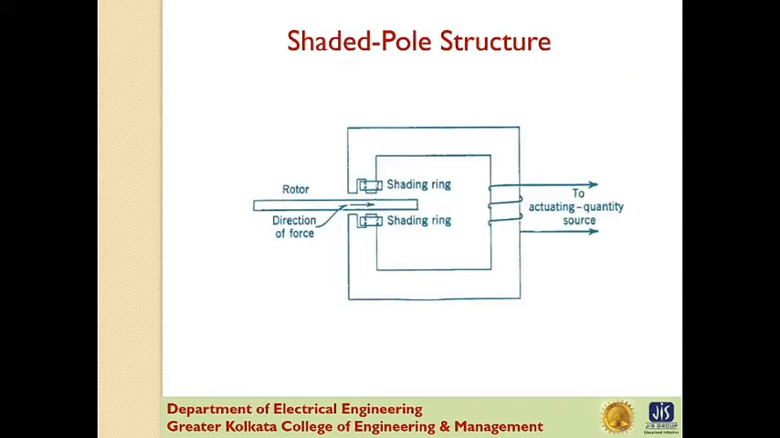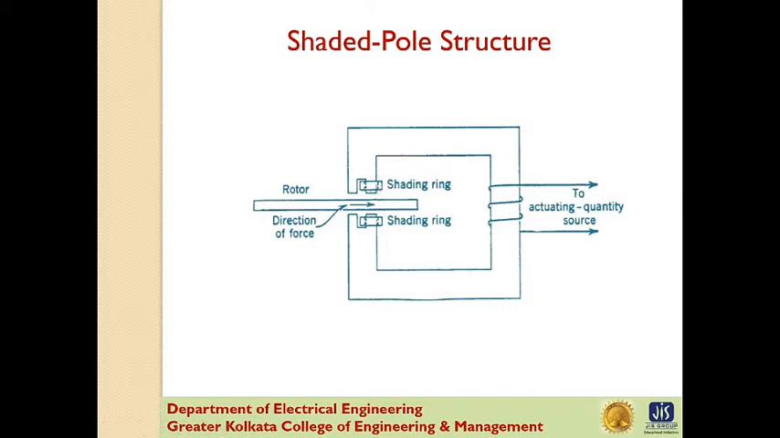In this figure, you can see the schematic arrangement of the shaded pole structure. It consists of a pivoted aluminium disc free to rotate in the air gap of an electromagnet. One half of each pole of the magnet is surrounded by a copper winding, known as the shading ring.